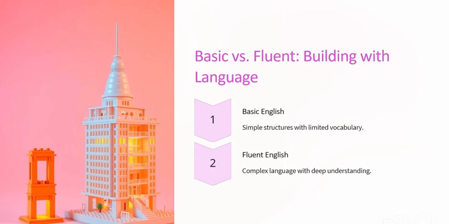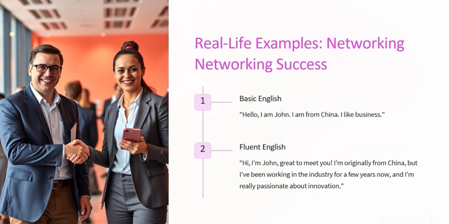For example, a basic English speaker might say, "I go to the store and I buy some milk." A fluent English speaker, on the other hand, might say, "I popped into the store to grab some milk, but they were out of my favorite brand. So I ended up getting almond milk instead." The difference is that the fluent speaker is using richer vocabulary, more complex sentence structures, and cultural references that native speakers would understand.